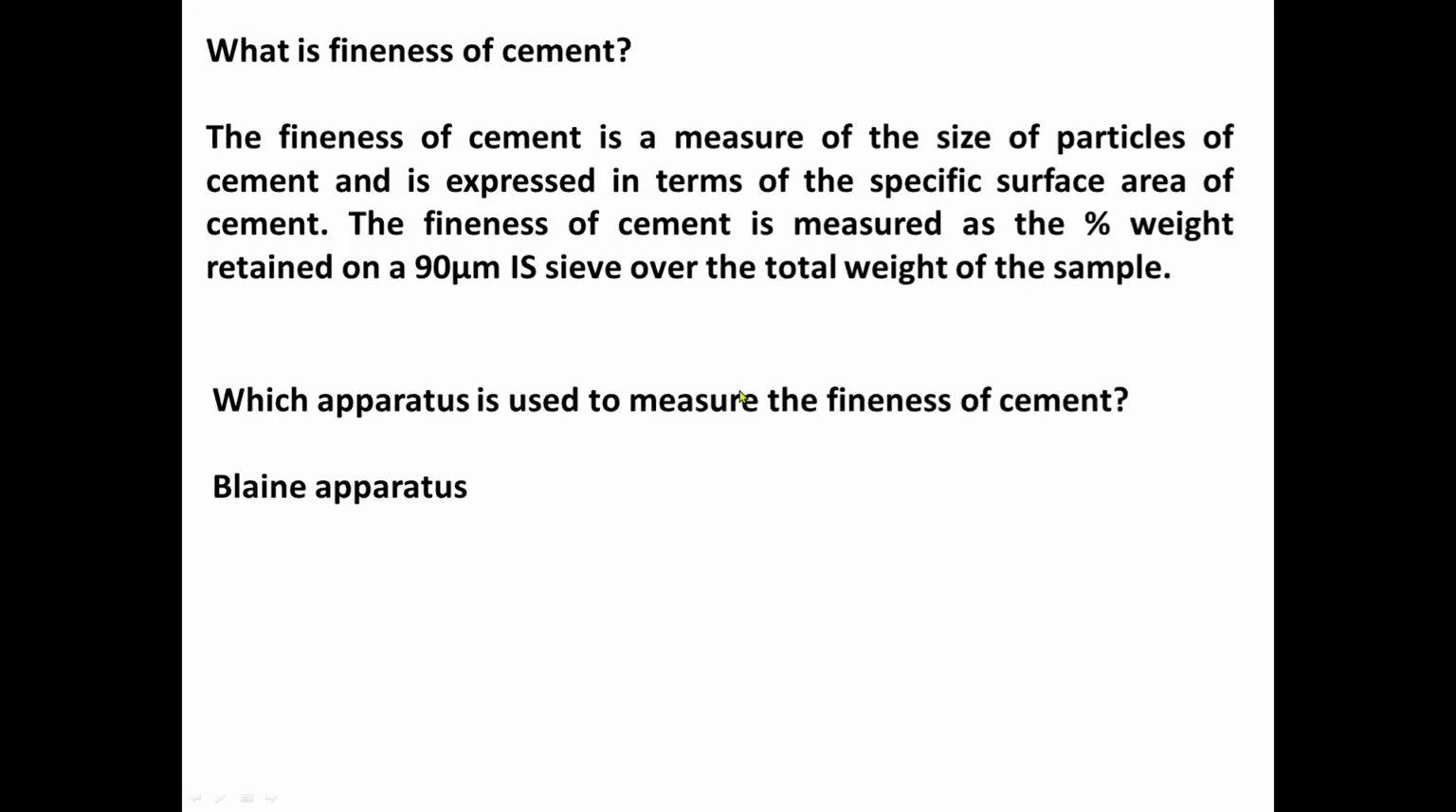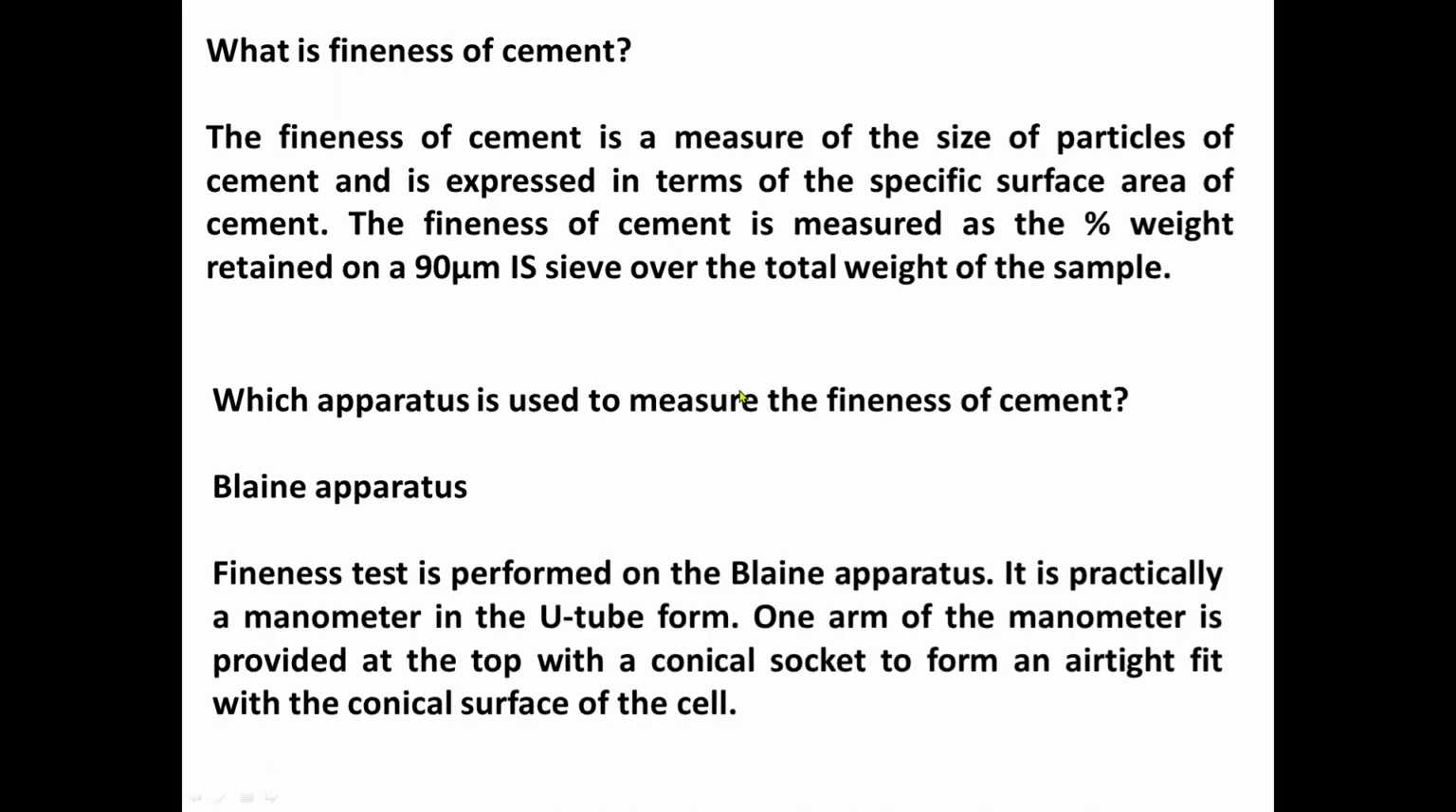And followed by, which apparatus is used to measure the fineness of cement? And we have the Blaine apparatus. Fineness test is performed on the Blaine apparatus. It is practically a manometer in the U-tube form. One arm of the manometer is provided at the top with a conical socket to form an airtight fit with a conical surface of the cell. Here is now our Blaine air apparatus sample.